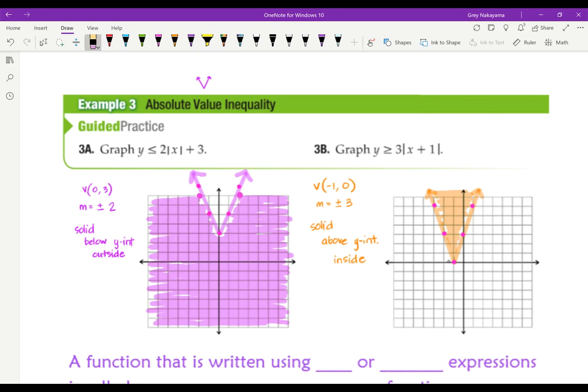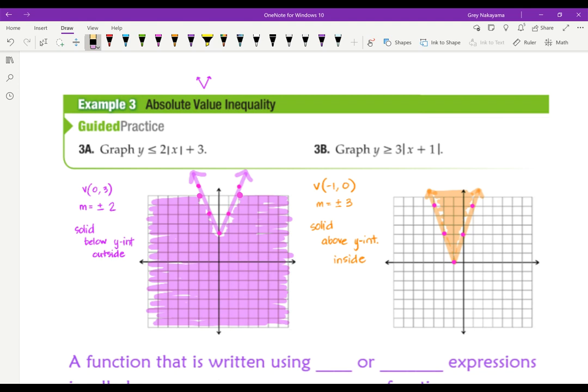I started at the vertex, negative 1, 0, up 3 over 1, both sides. Up 3 over 1. Okay, so this is my y-intercept, and I have to go above it. And if I go above it, I am inside my V. So that's how you know whether to graph it. And you can always just pick a point, plug it in, and see what you do.